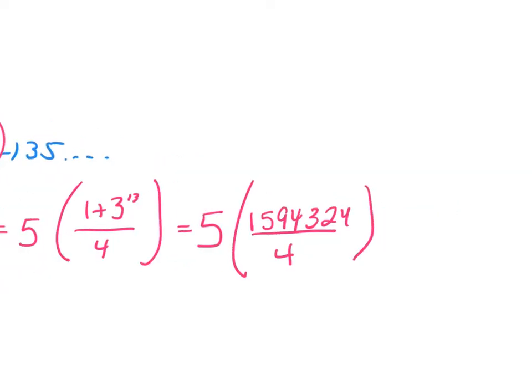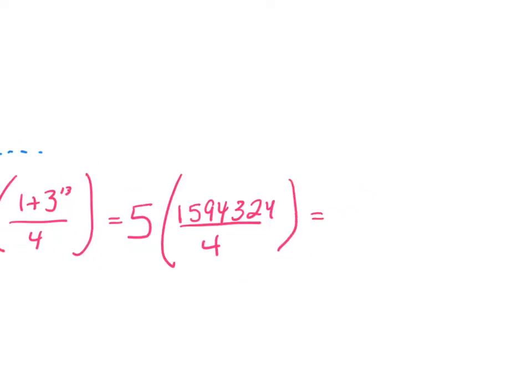Now, you can evaluate all of this in your calculator. Just put 5, parenthesis, 1, 5, 9, 4, 3, 2, 4, divided by 4, close your parenthesis. Ends up coming out to be 1,992,905. Okay. I got the same thing.